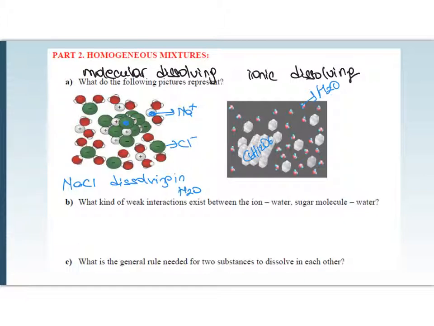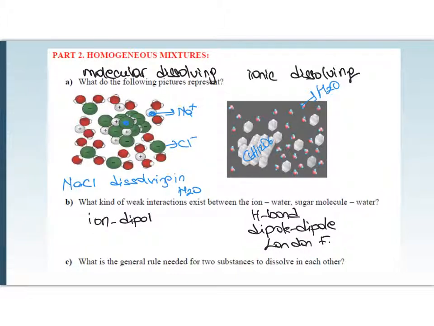Now, what about their interactions? The first one has an interaction of ion dipole. This one has an interaction of hydrogen bonding. You have dipole, and you have London forces. And what was the rule for dissolving two substances in each other? It was like dissolves in like. So polar substances can be dissolved in polar solvents, whereas the nonpolar substances can be dissolved in nonpolar solvents.